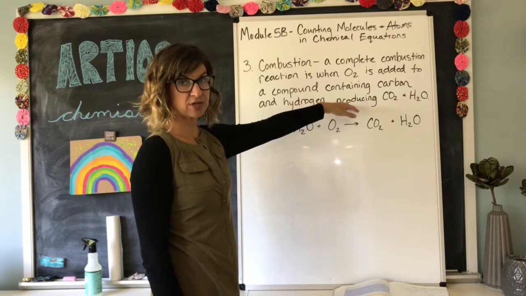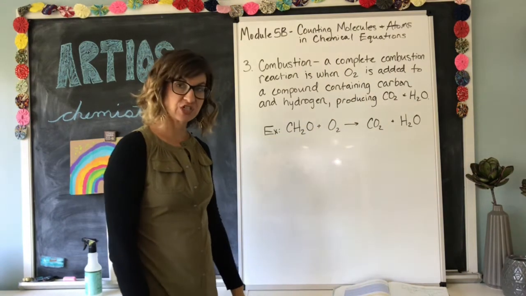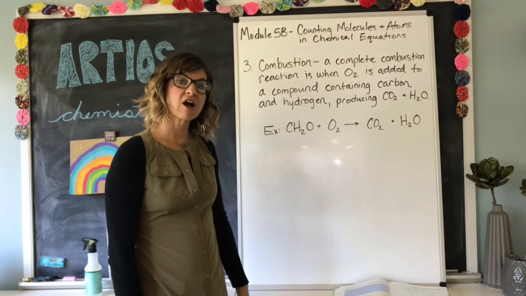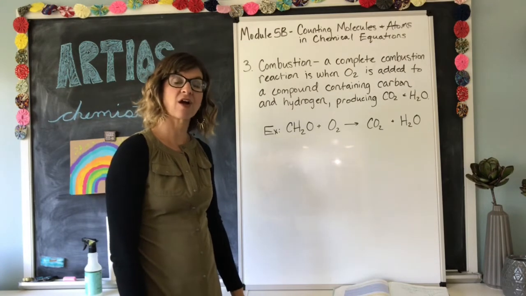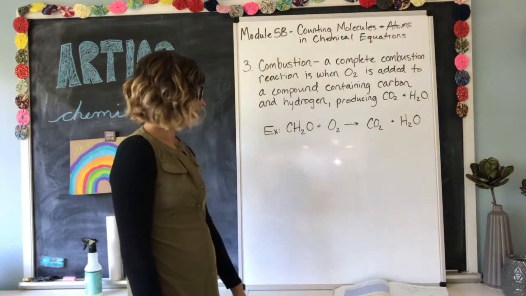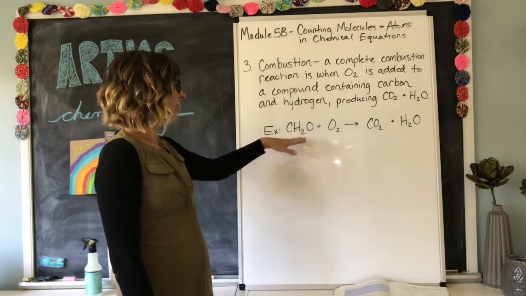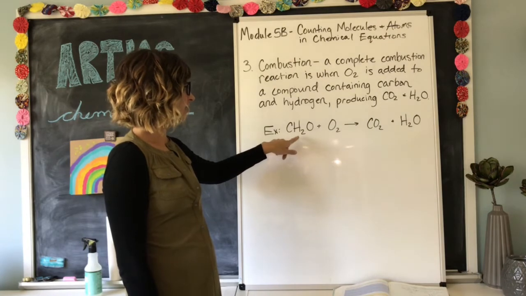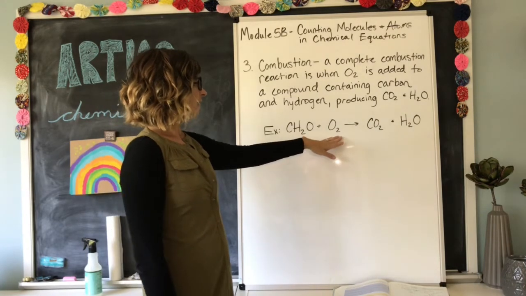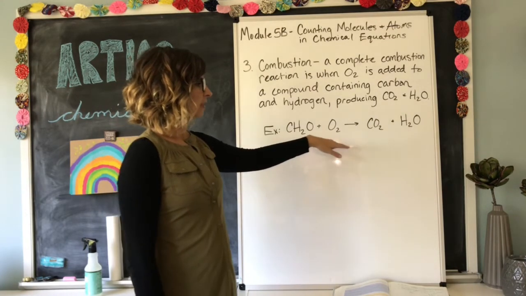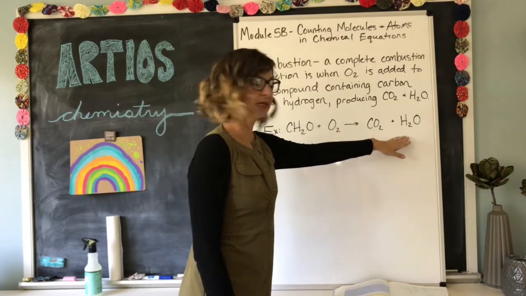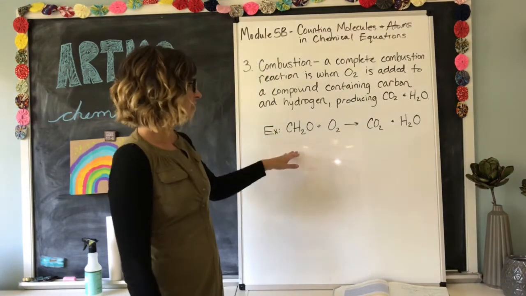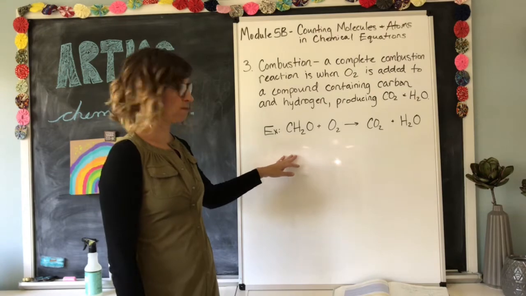Okay, so complete combustion is when you add oxygen to a compound containing carbon and hydrogen, and your products are carbon dioxide and water. Here's an example. CH2O, so here is a compound containing carbon and hydrogen. It's added to oxygen, and it yields carbon dioxide and water. So that is an example of complete combustion.